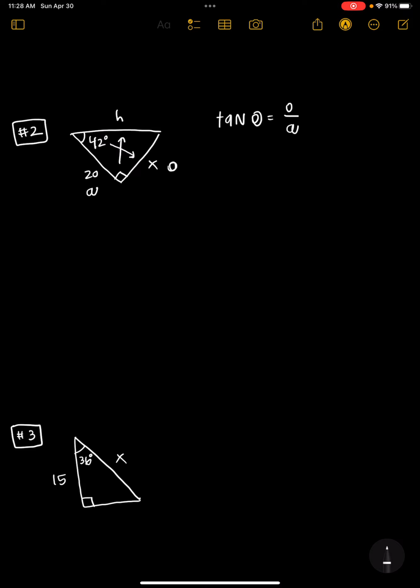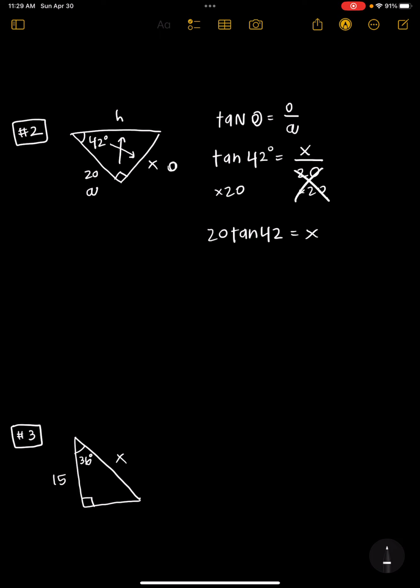Now let's plug in everything we know. So we're going to say tangent of 42 degrees is equal to your opposite side, which is x, over your adjacent side, which is 20. Now we're going to solve that. To solve it, we need to get rid of the 20. The 20 is dividing the x, so to get rid of it, we multiply each side by 20. And we end up with 20 times tangent of 42 is equal to x, because these 20s cancel out.